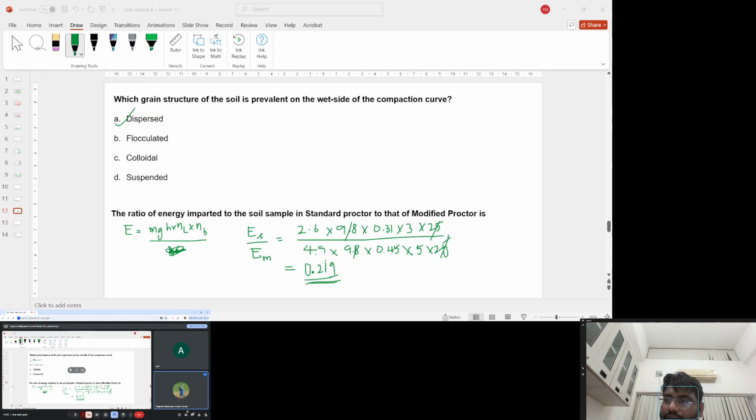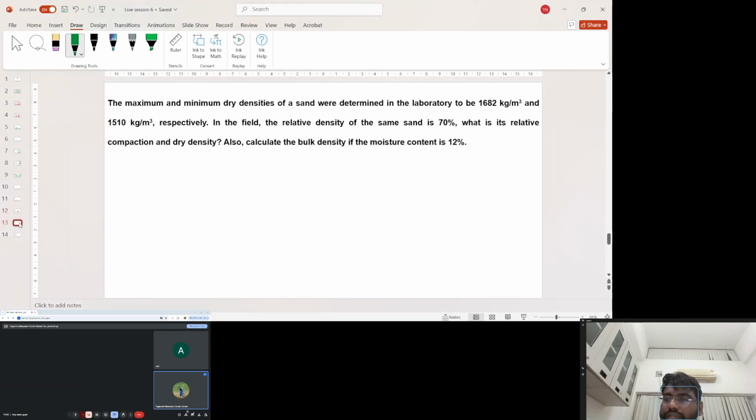Moving to the next question. The maximum and minimum dry densities of a sand were determined in the laboratory to be 1682 and 1510 kilogram per meter cube respectively. In the field, the relative density of the same sand is 70%. What is its relative compaction and dry density?